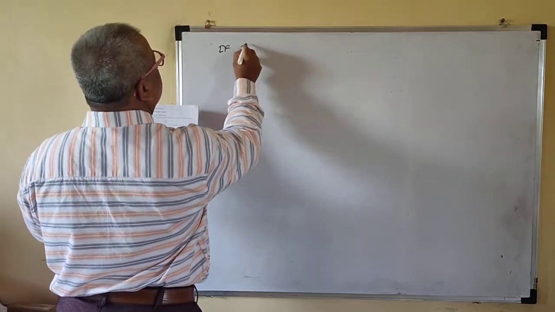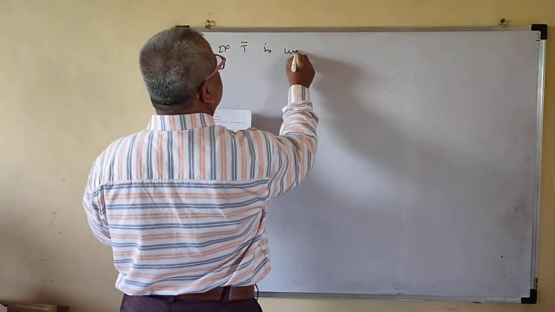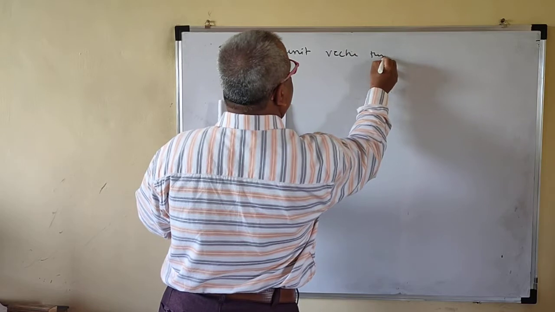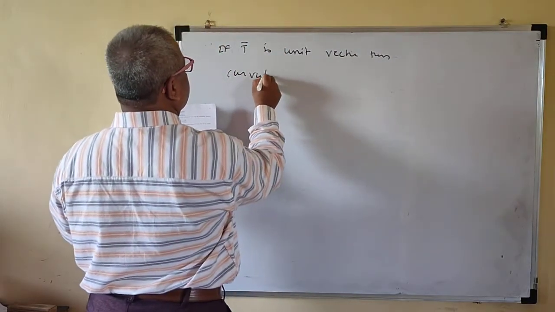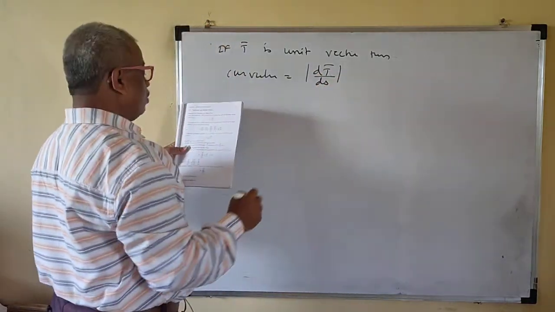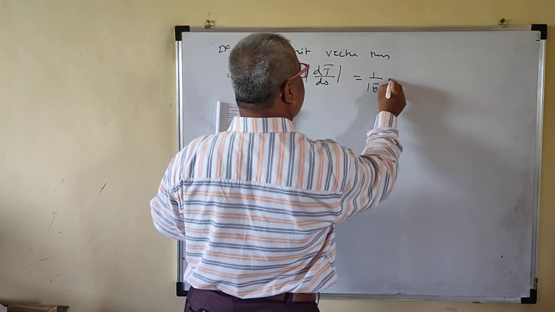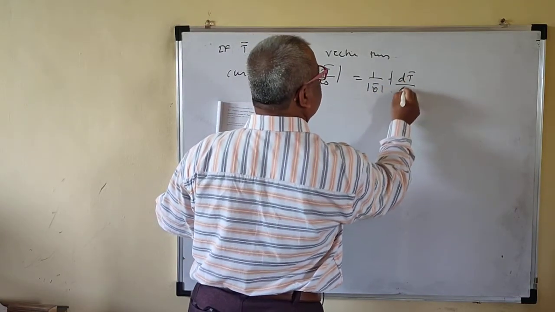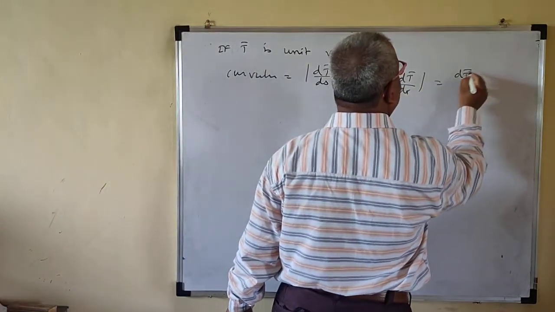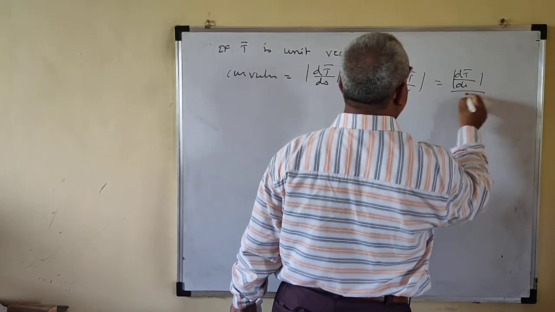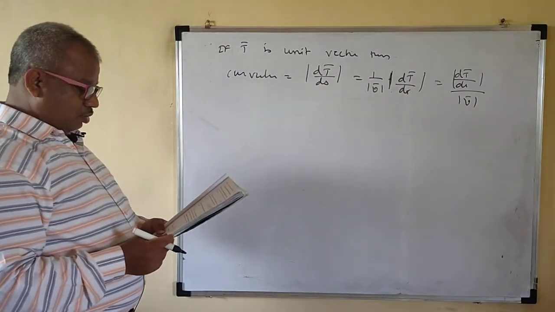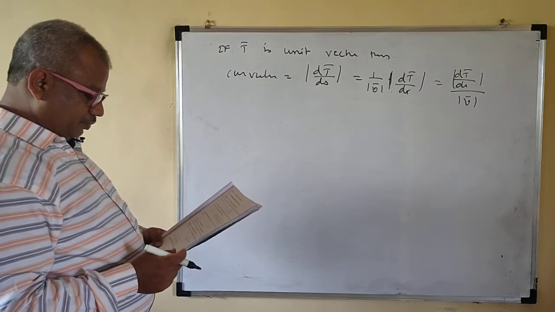If T bar is a unit vector, then the curvature is equal to mod of dT bar by ds. This is also the same as 1 upon mod of v bar times dT bar by dt. That means this is mod of dT bar by dt upon mod of v bar. So this is the formula for curvature.